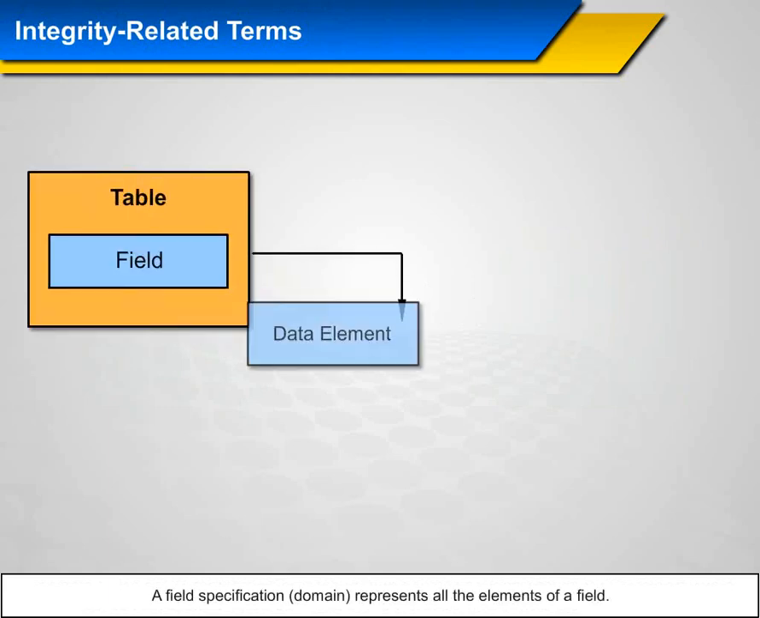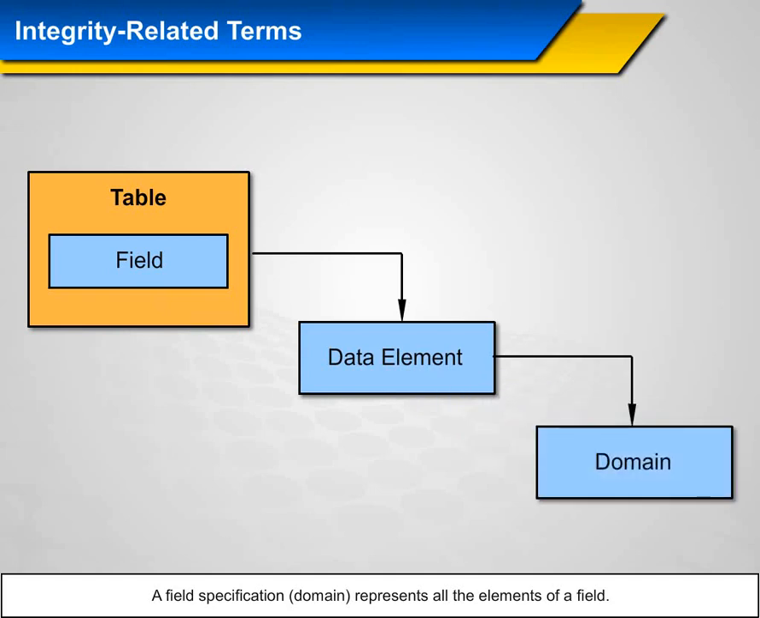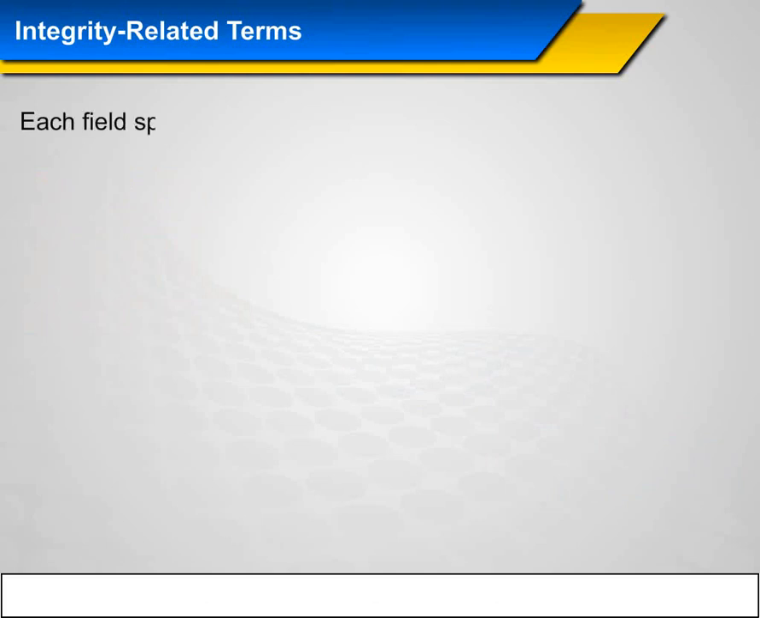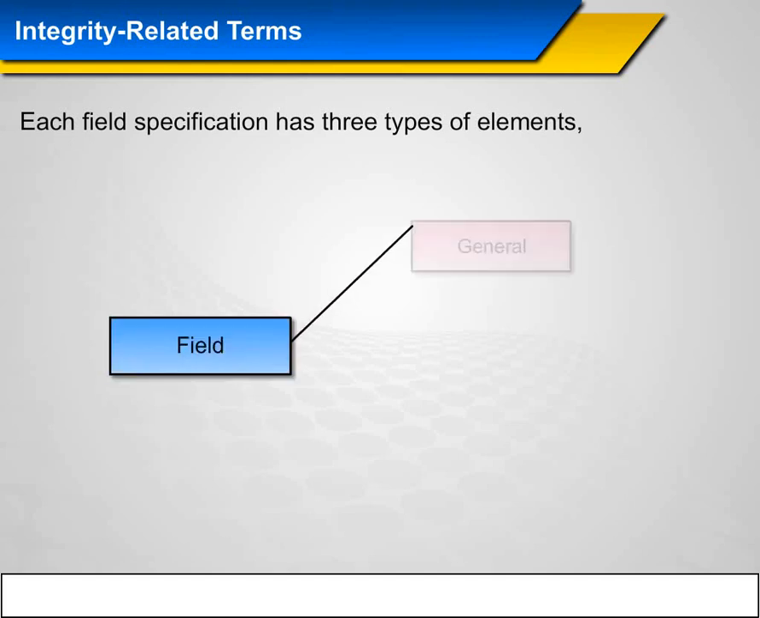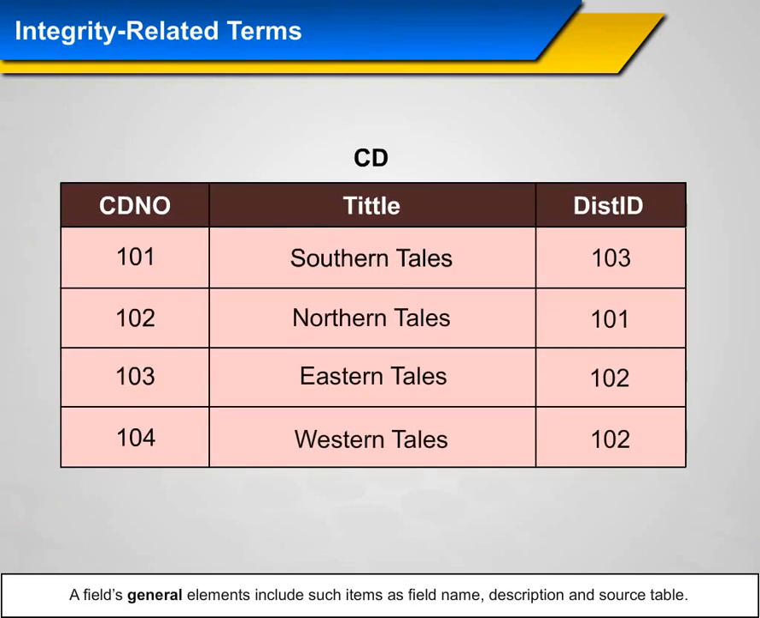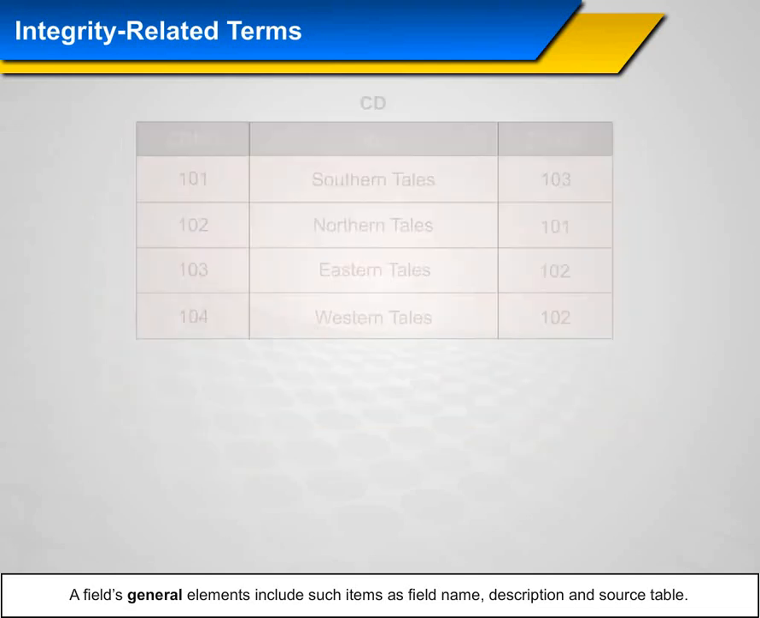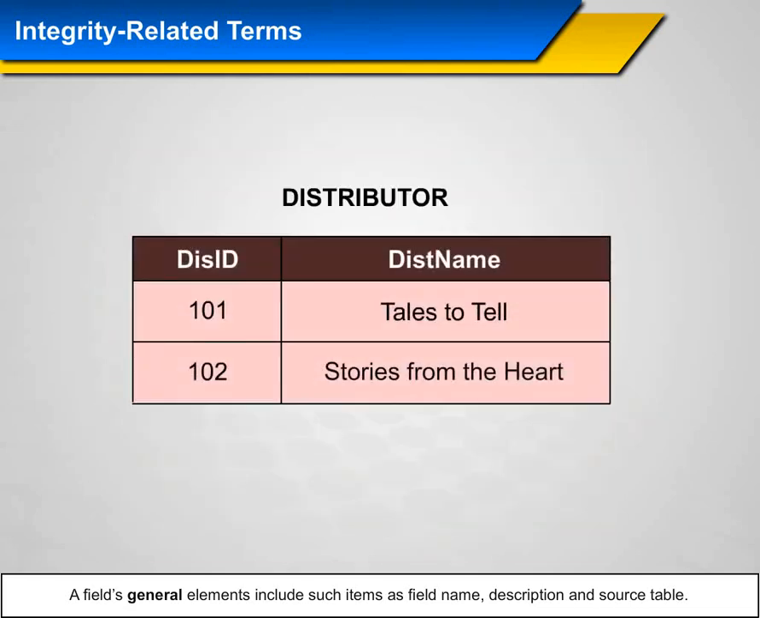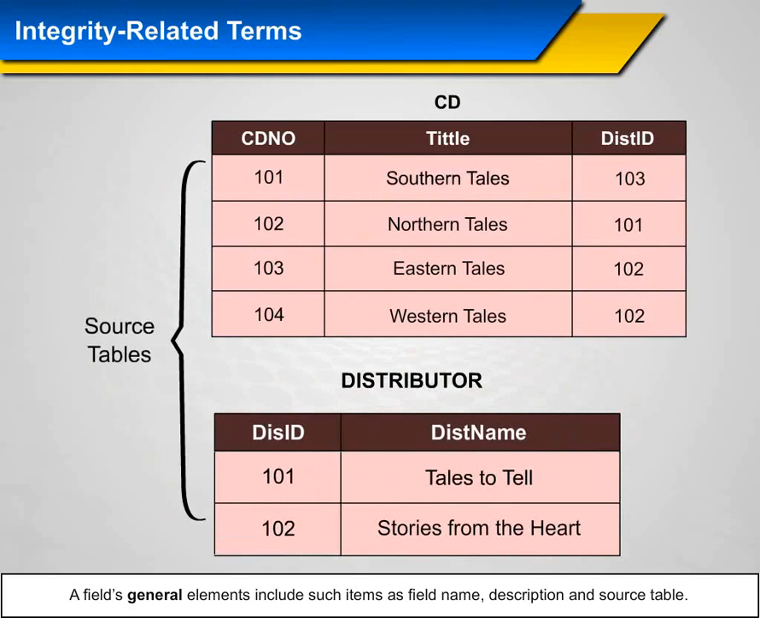Integrity-related terms. A field specification, that is domain, represents all the elements of a field. Each field specification has three types of elements: general, physical, and logical. A field's general elements include such items as field name, description, and source table.